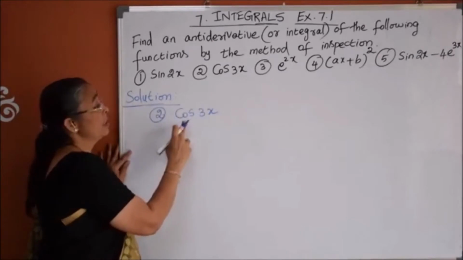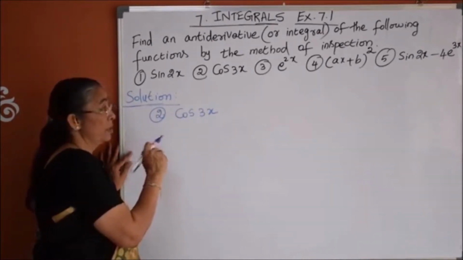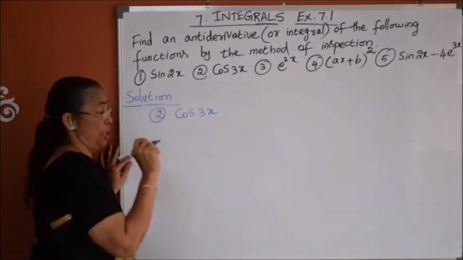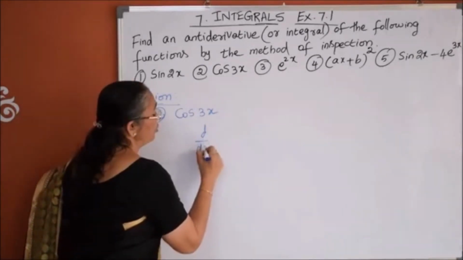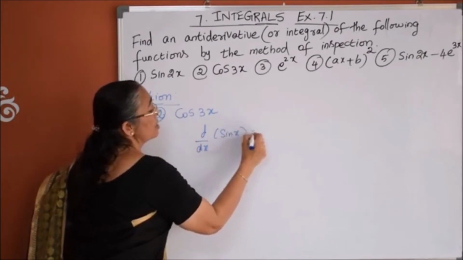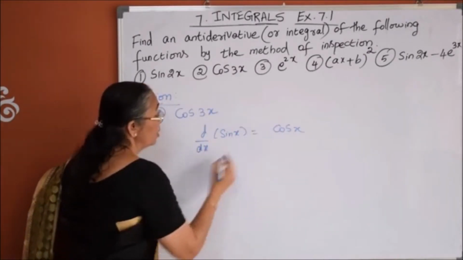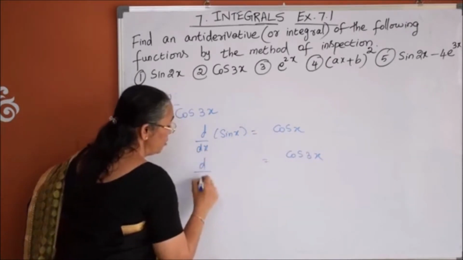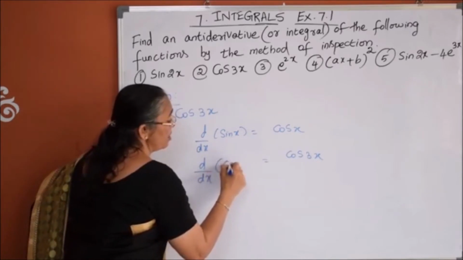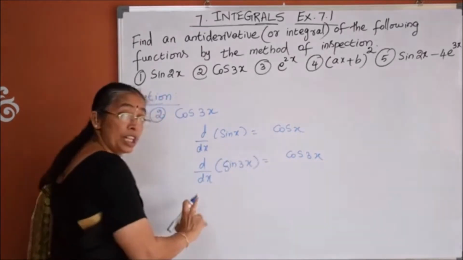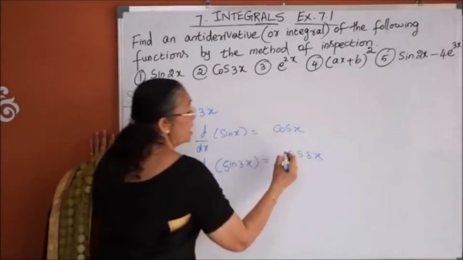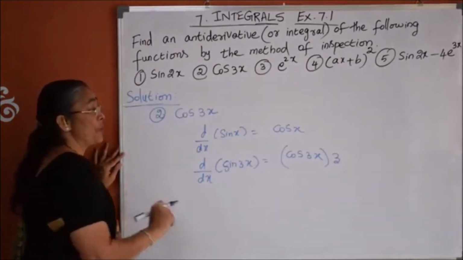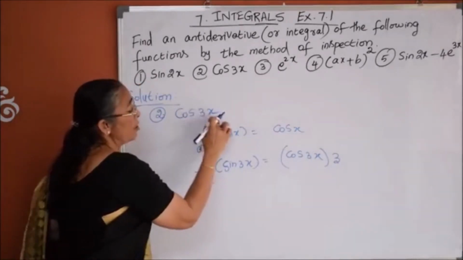We have to find the integral of cos 3x. Let us recollect, cos x is the differentiation of which function? Differentiation of sin x is cos x. Now, we need cos 3x here. So, it will be differentiation of sin 3x, but differentiation of sin 3x is cos 3x into differentiation of 3x by chain rule, which is into 3. Therefore, we need only the cos 3x integral.